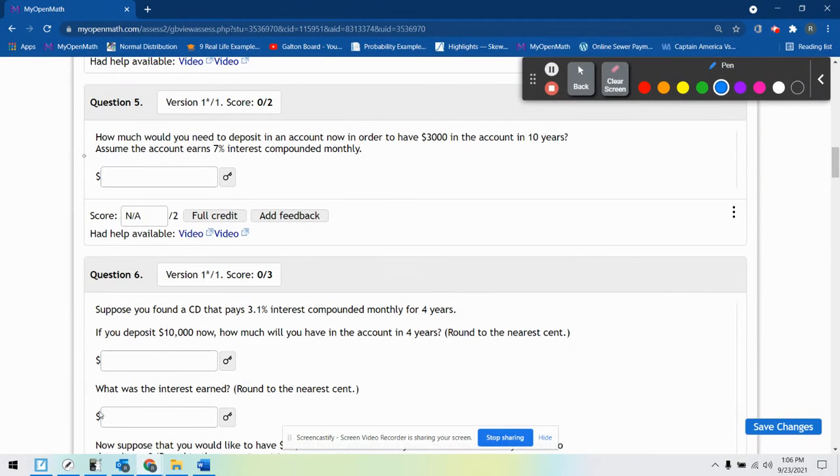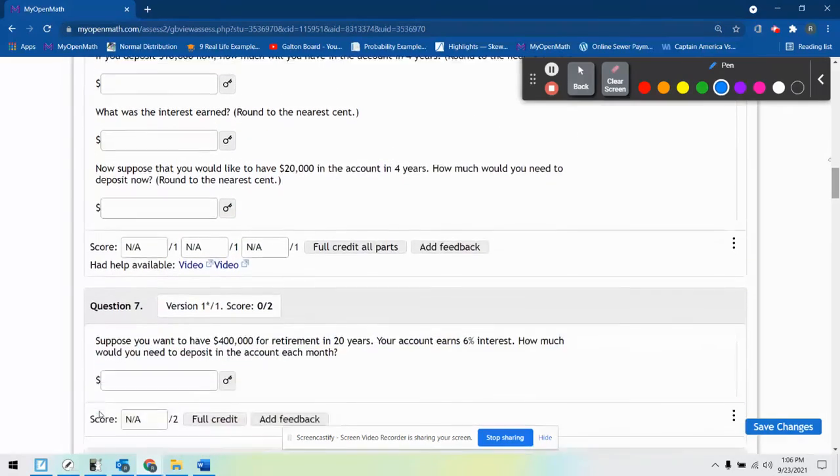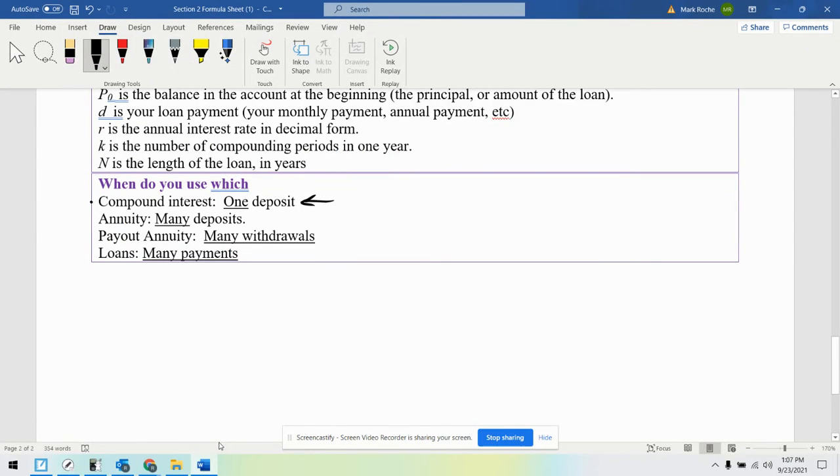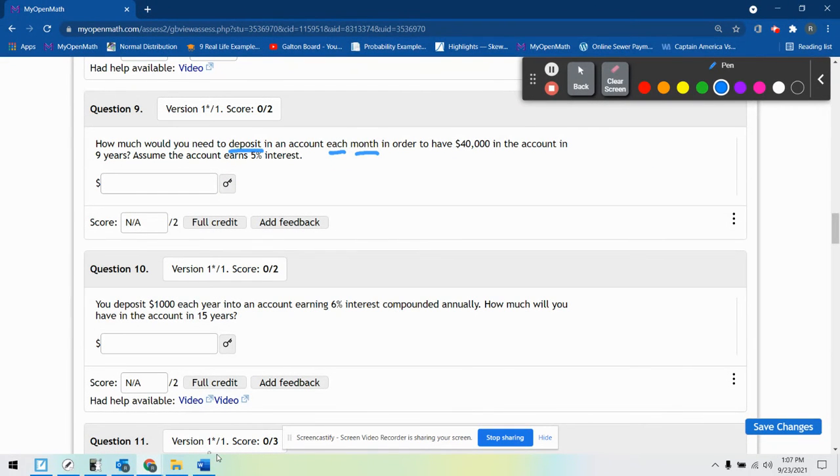Number 5, how much would you need to deposit in an account now? Deposit in an account now. One deposit, this is compound interest. Use that formula. Okay, I'll show you a different example. How much would you need to deposit in an account each month? Deposit each month. Go to our formula sheet. Many deposits, multiple deposits is going to be an annuity. So this problem is going to be the annuity formula.